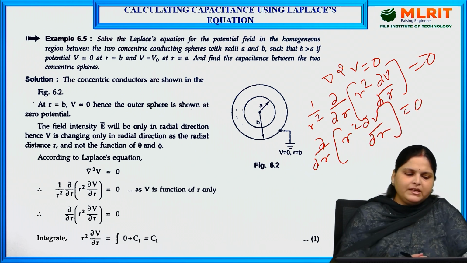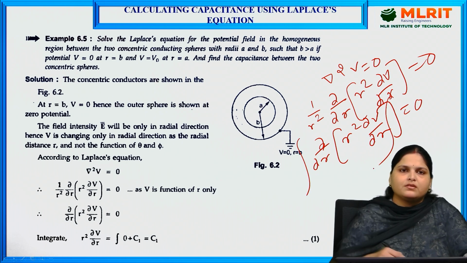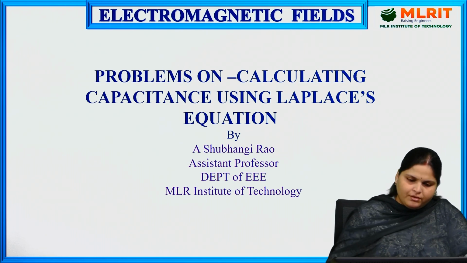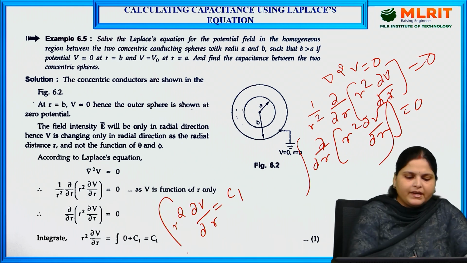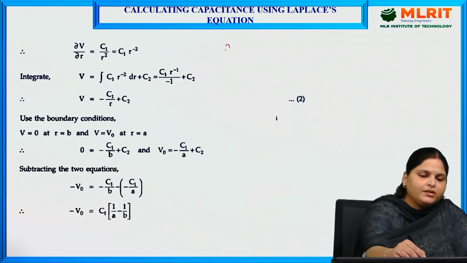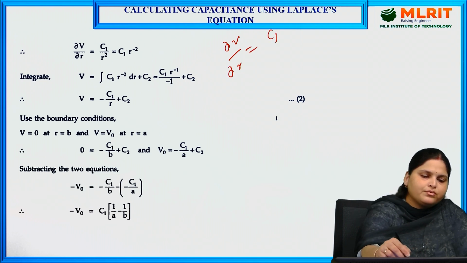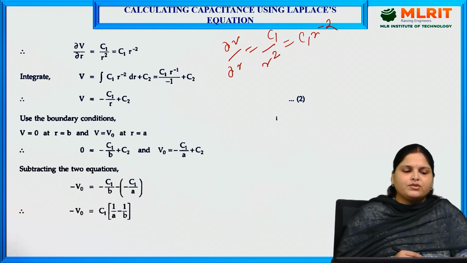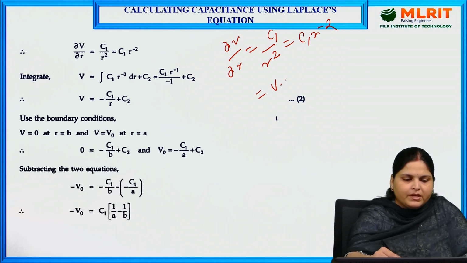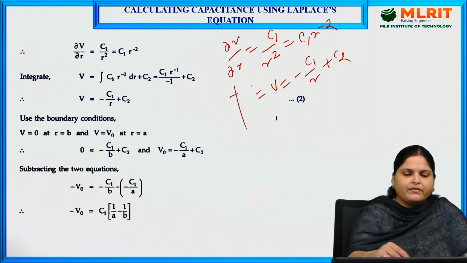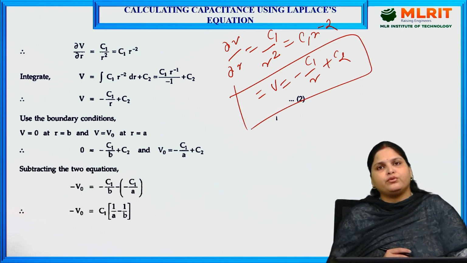Now what will we do? We will integrate it 2 times. On first integration, we get R square dou V by dou R equals C1. So dou V by dou R equals C1 upon R square, which is C1 R to the power minus 2. And when we integrate again, we get V equals minus C1 upon R plus C2. So this is the equation of potential.